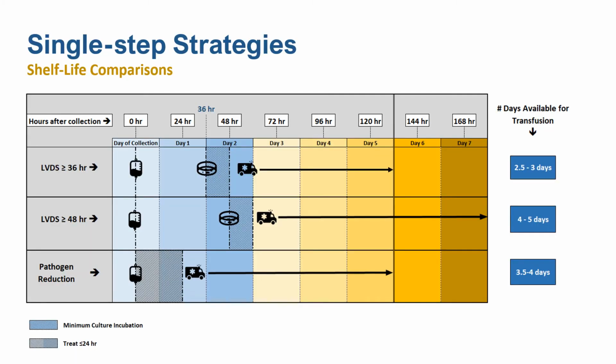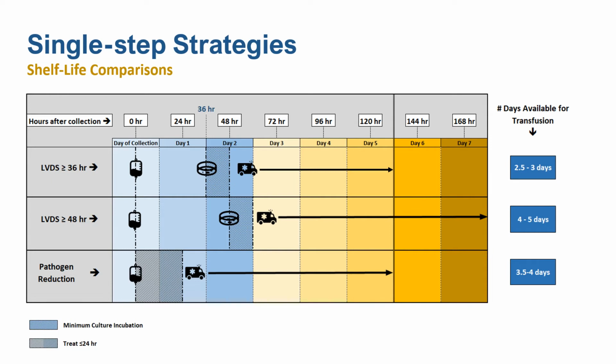This graphic displays the life cycle, if you will, of platelets with single-step strategies. The time of collection on day 0 will determine how soon the product can be sampled for culture or undergo pathogen reduction. You can see that each product may be ready to release from the blood center at different times, even if the collection is on the same day.